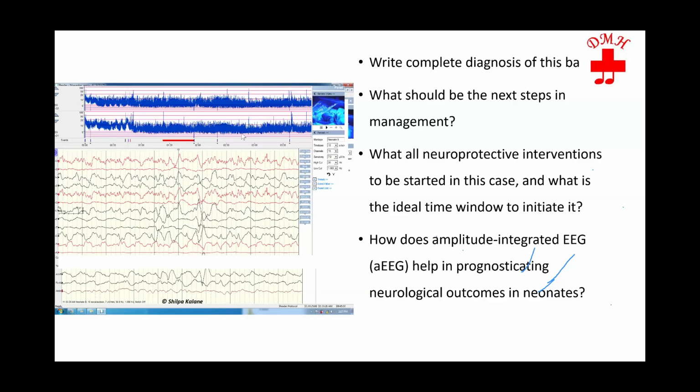And what is happening here? The lower margin is touching 5, and the upper margin is touching 10. Right? So this is a low voltage. So we have convulsions and low voltage EEG. Are we clear about this?